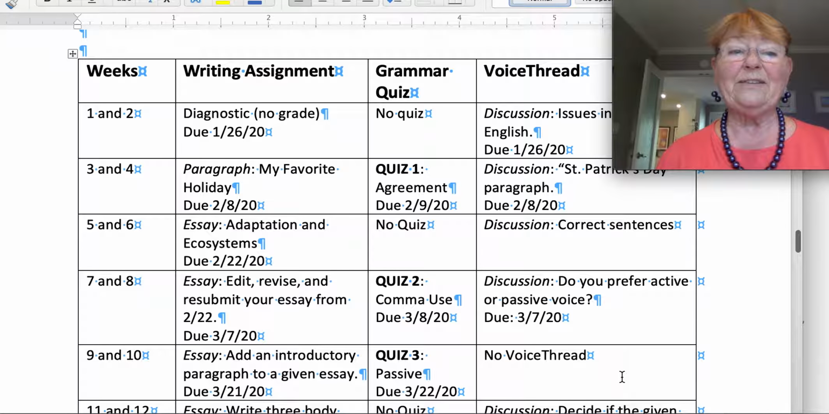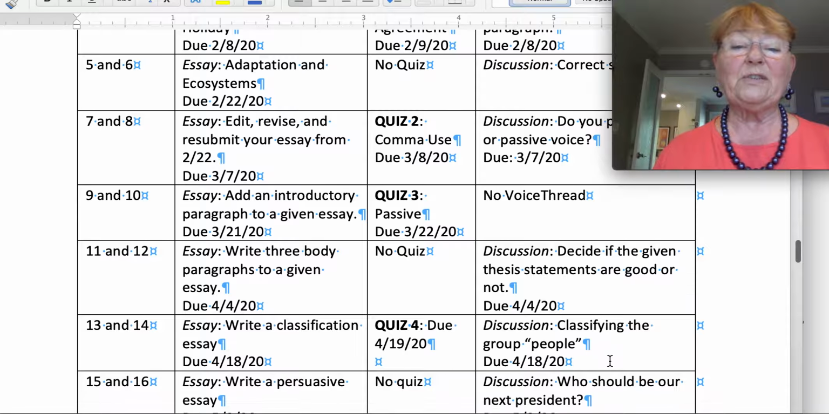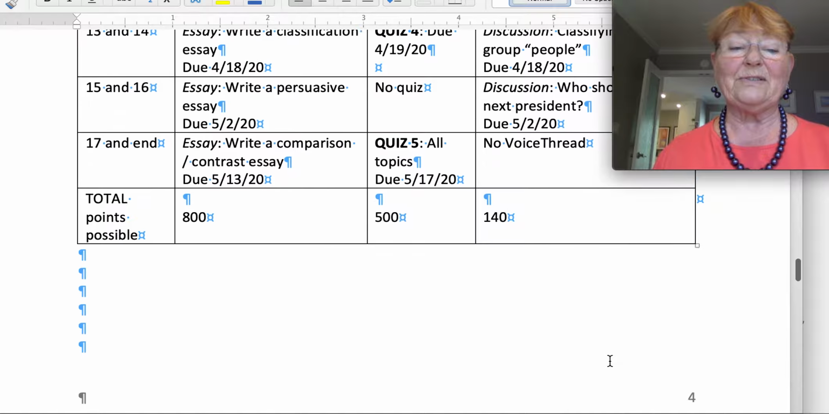So we divide it into modules, 2-week modules. And so there's something on weeks 1 and 2, weeks 3 and 4, weeks 5 and 6, and so on and so forth. You'll see all the details when you print out this syllabus.